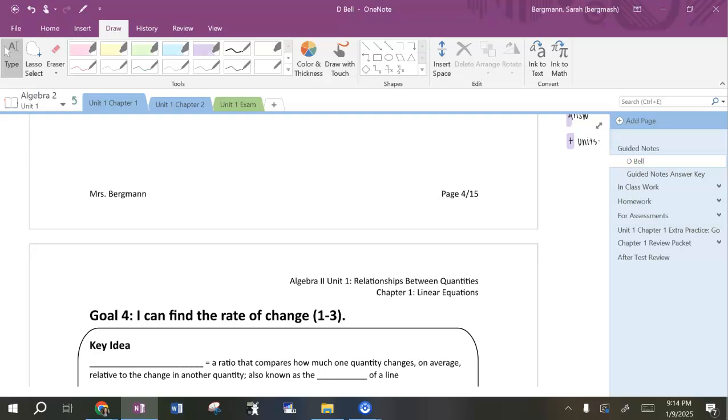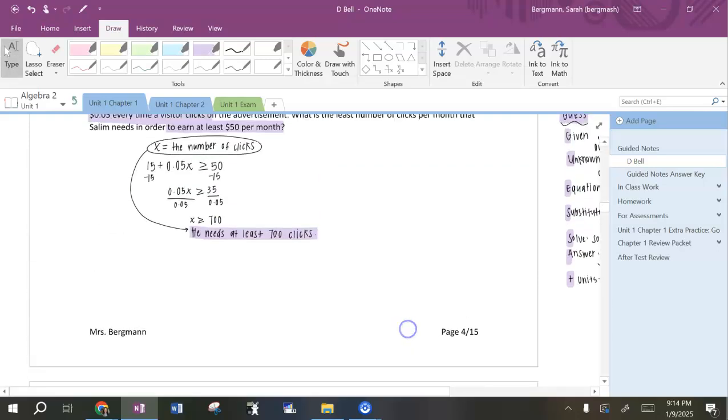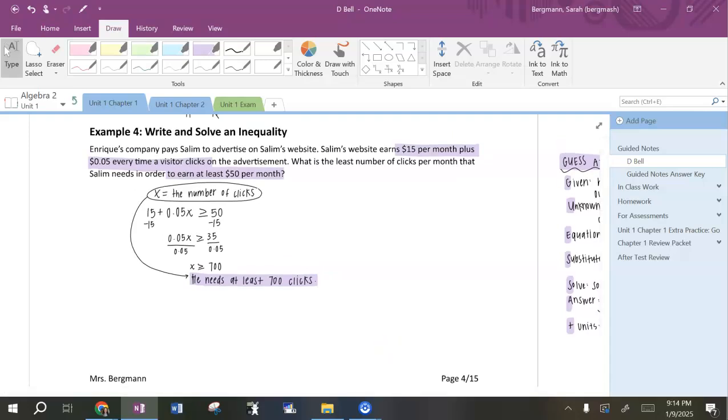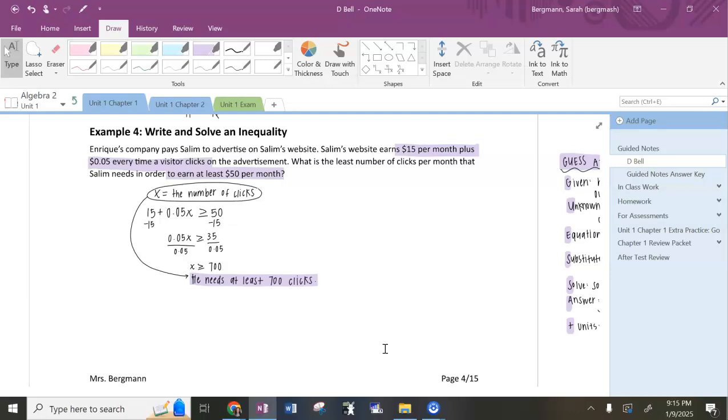Okay, so that wraps up our lesson on solving inequalities. Next lesson, we're going to talk about finding a rate of change and more stuff with linear equations. But if you feel like you need more practice with this, we're going to do some practice problems with word problems like this example 4. So I have an entire page of practice problems for you ready to go. It's in your class calendar whenever you're ready to start it.